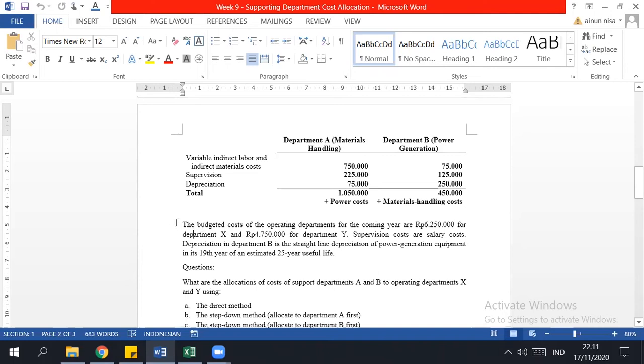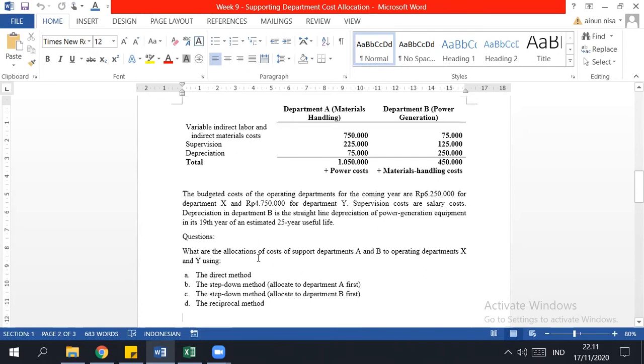And then they have the budgeted cost of the operating departments for the coming year, which are 6,250,000 for Department X and 4,750,000 for Department Y. And then the question is to allocate the costs of support Departments A and B to operating Departments X and Y using the direct method, the step-down method, which allocates Department A first, and then the step-down method which allocates Department B first. And last but not least is the reciprocal method.